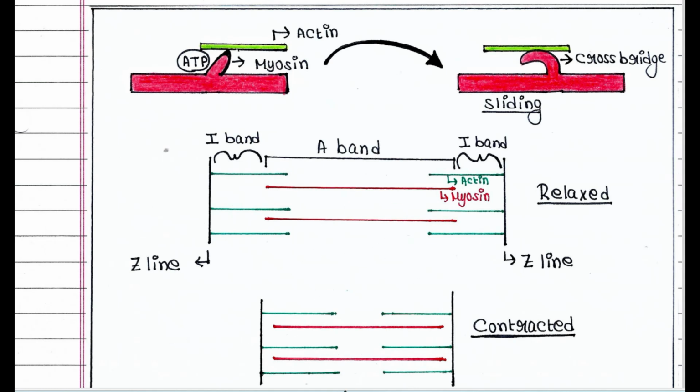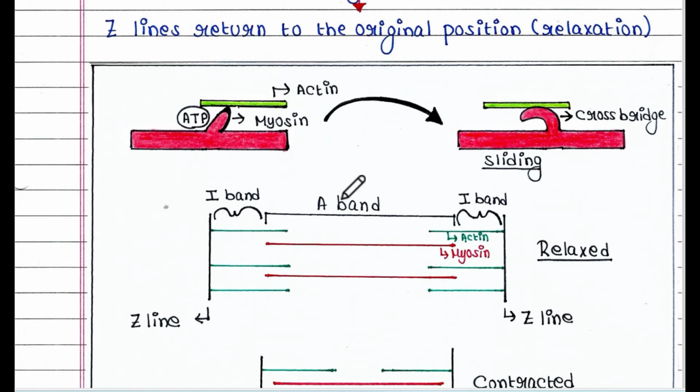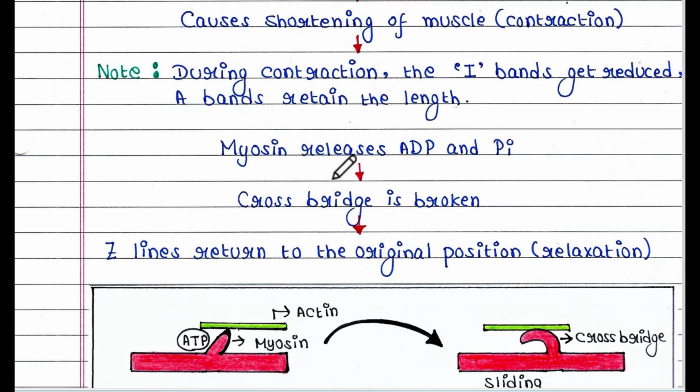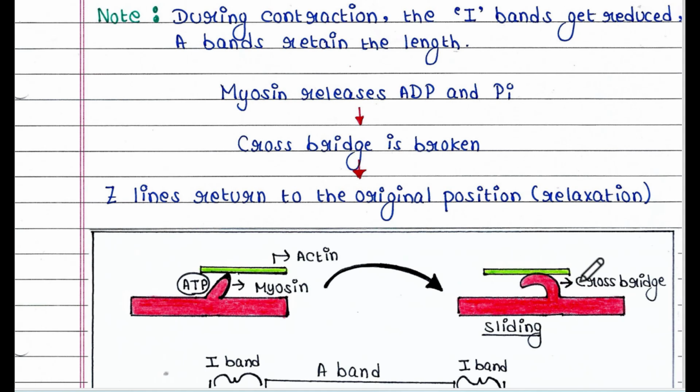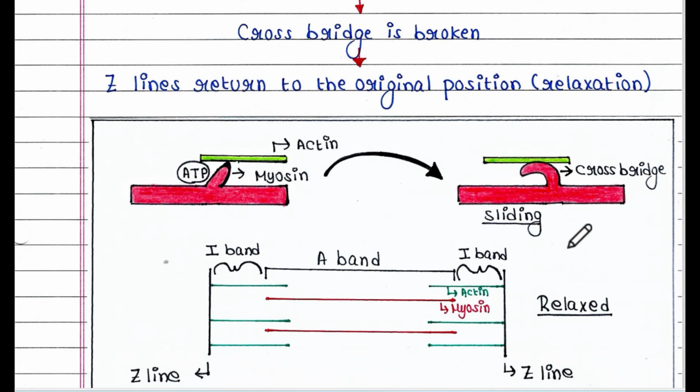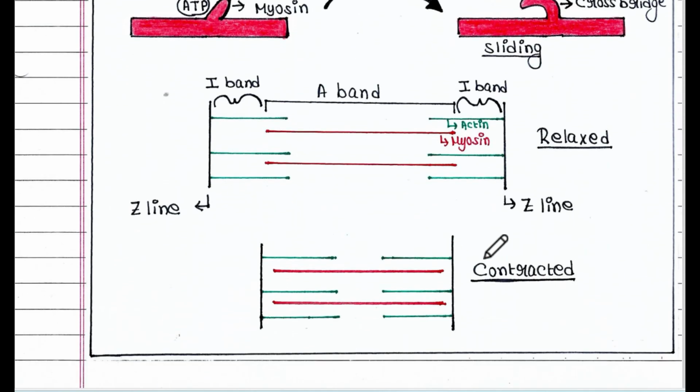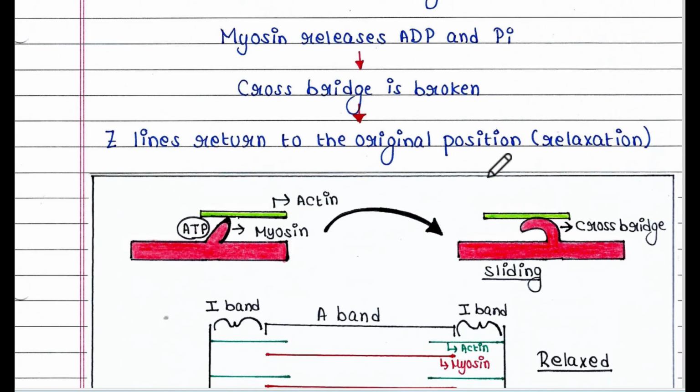Just like this. And myosin releases ADP and phosphate. So this cross bridge that was formed is now broken and the Z lines return to their original position, which results in relaxation. So just the opposite happens during the relaxation process.